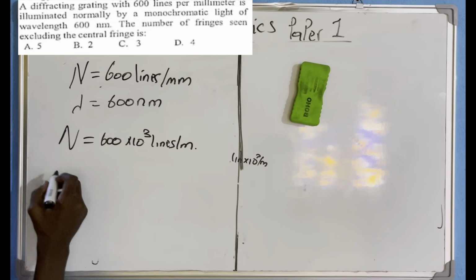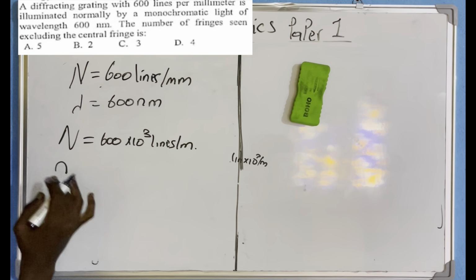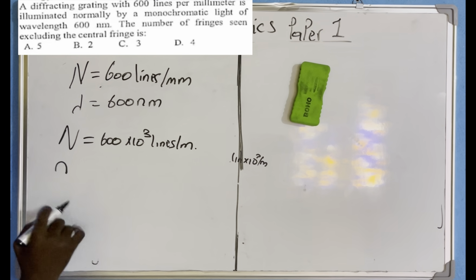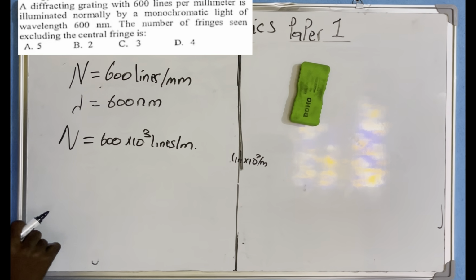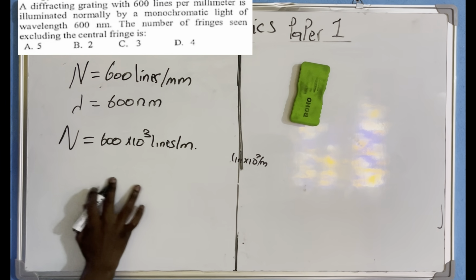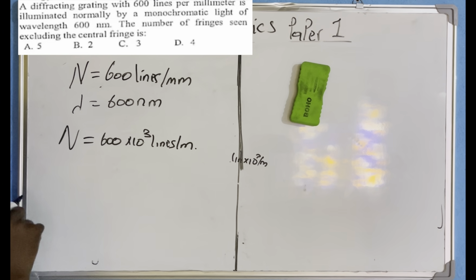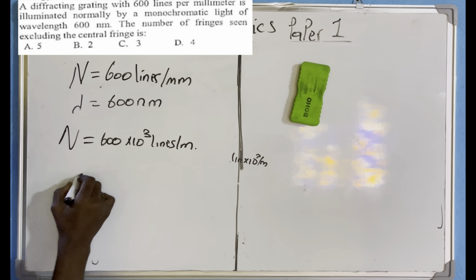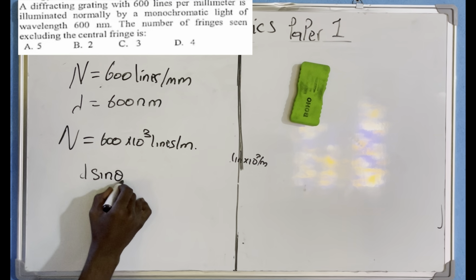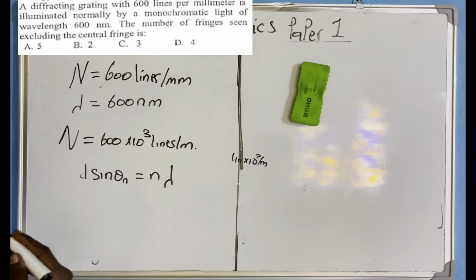To find the number of fringes, I first of all find the order of diffraction, which is n. How can I find the order of diffraction? For us to find it here, I will use the formula of the diffraction grating, which says d sine theta equals n lambda, where n is the order of diffraction.